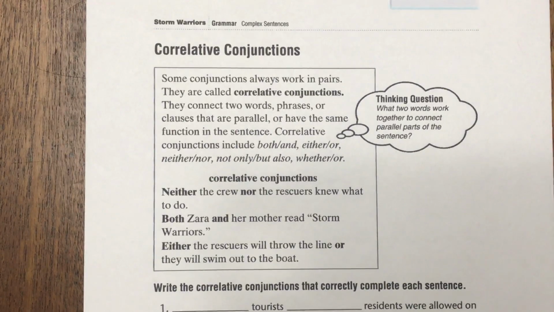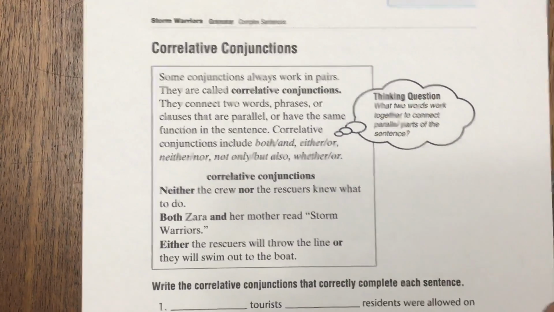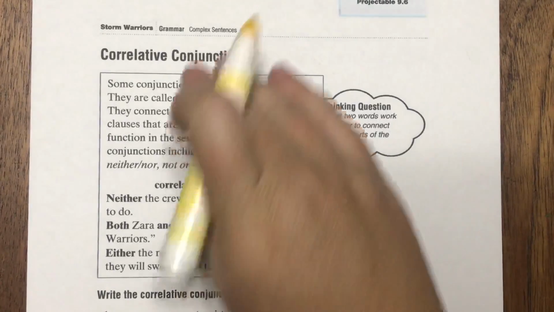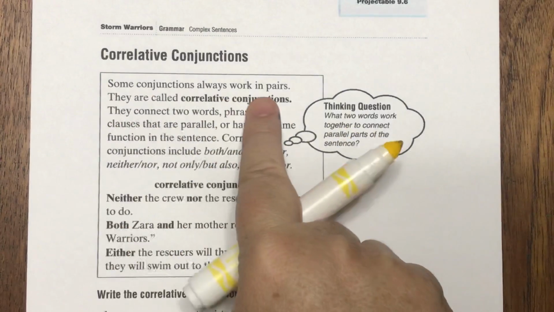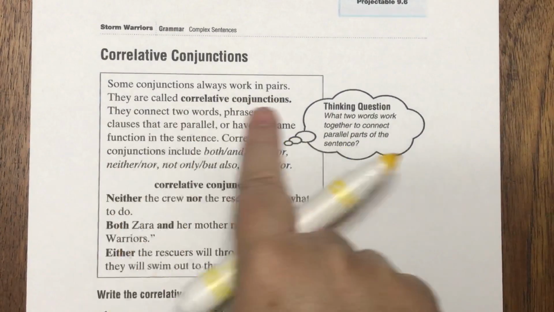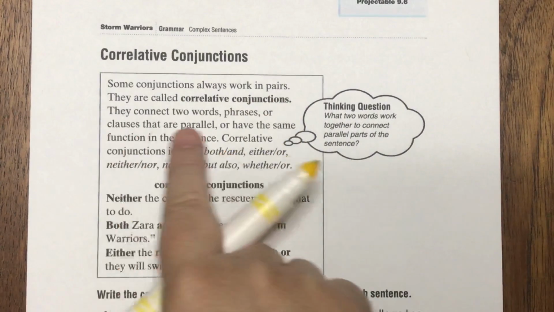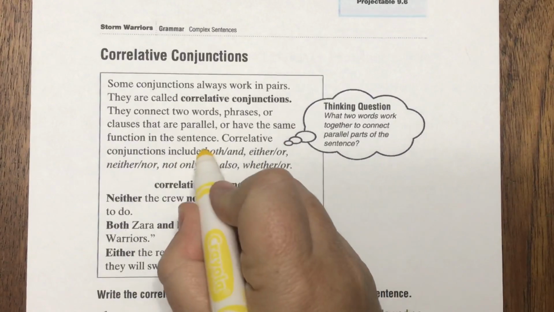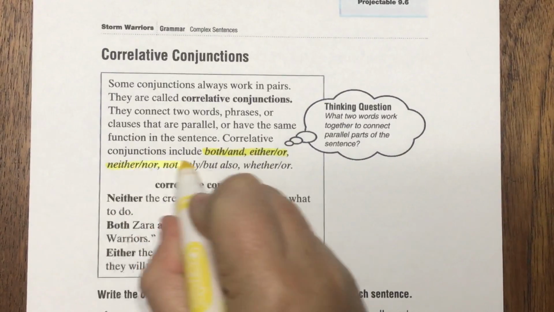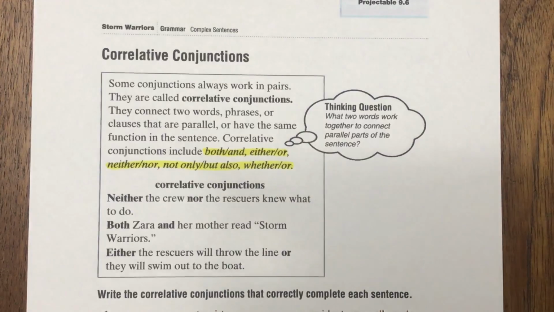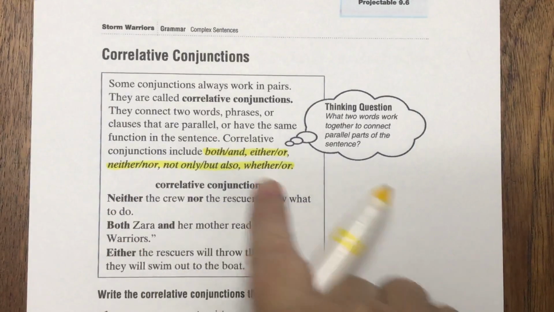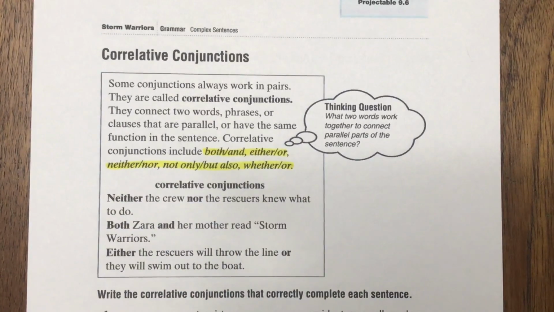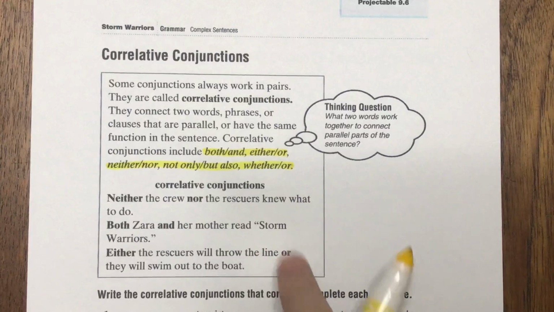And I want you to go ahead and highlight at the top in the helper box. So we always look in the helper box and we always read this and what it talks about. It talks about them working in pairs, what they're called, and what they connect. But here's the list, and we want to highlight this, of our correlative conjunctions that we're focused on this week. And then down here, they're going to give you examples of how to use them correctly. So if you're not sure how to use them, you can look here.